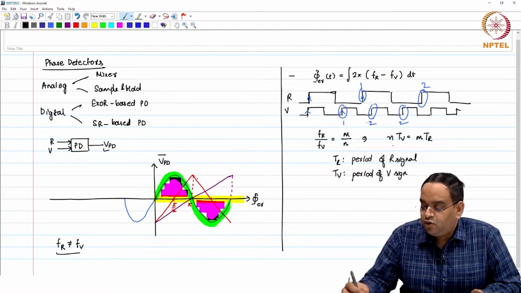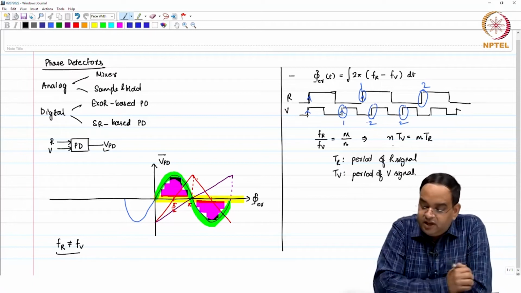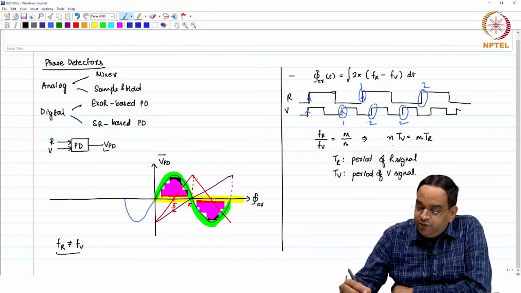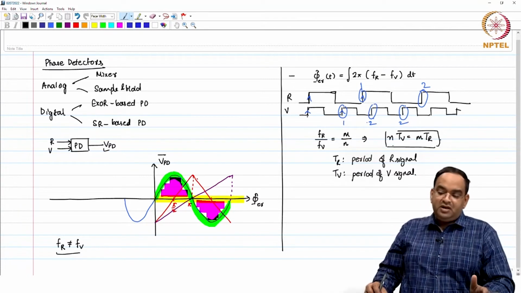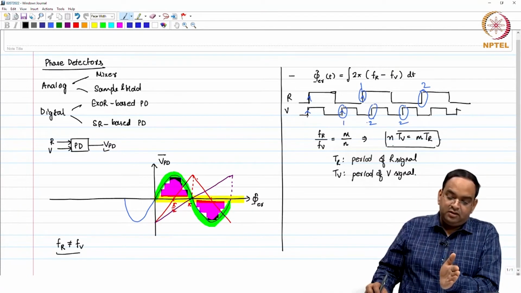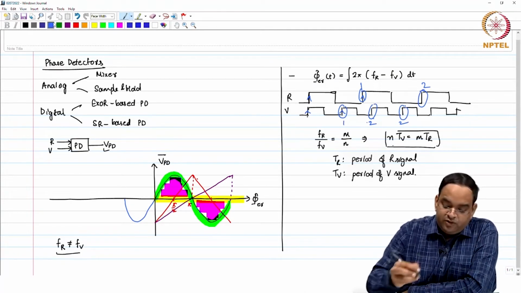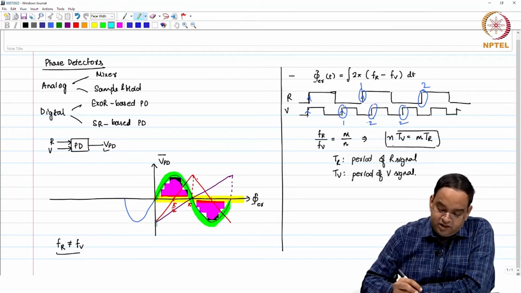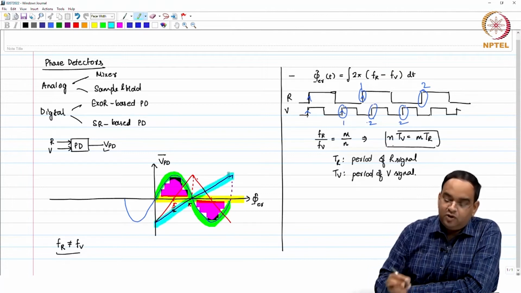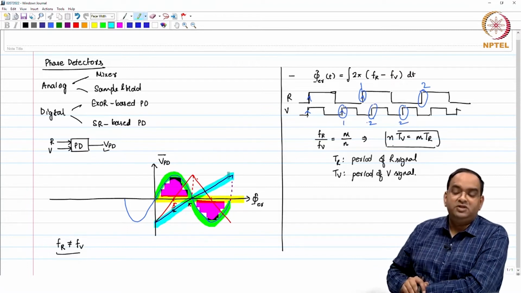Okay. So, by writing this ratio FR over FV as M over N, what I have told you here is that N times the TV period is equal to M times the TR period, and after that this is going to repeat. And when you see this over N times the TV period or M times the TR period, you will see that you are actually spanning the whole curve. You will span this whole curve over a given period of time. That time is equal to N times TV or M times TR.